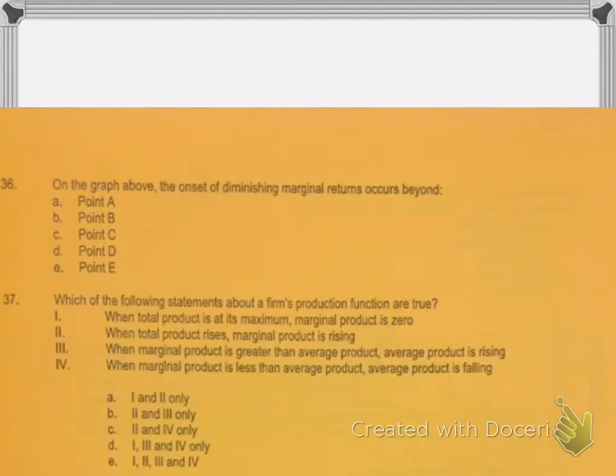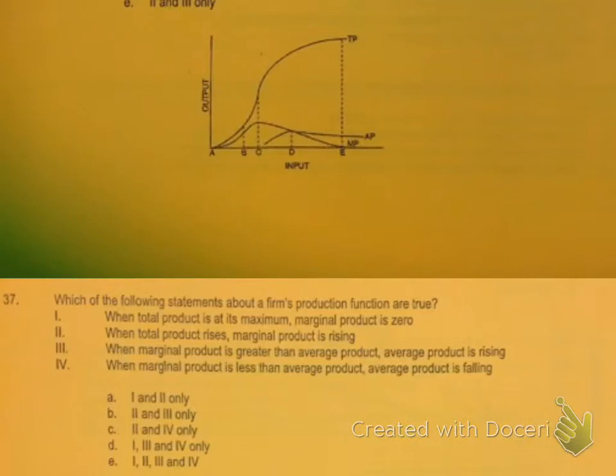Okay, so then we get this question: which of the following statements are true? Obviously when you get a question like this, you have to look at each individual statement, figure out which ones are true, and then go from there. So here's our graph again. The first statement says, when total product is at its maximum, marginal product is 0. So let's take a look at where total product is at its maximum. That would be this line right here. Looking at that, our marginal product curve is hitting the axis, which means that this is a true statement.